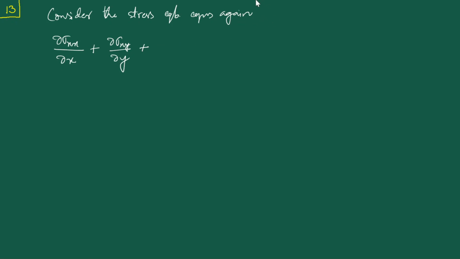We consider them again, but with conservative body forces, just like in the case of plane stress. When we have conservative body forces, they can be written in terms of a scalar potential. So what we basically have is this fx term being written as minus ∂V/∂x.